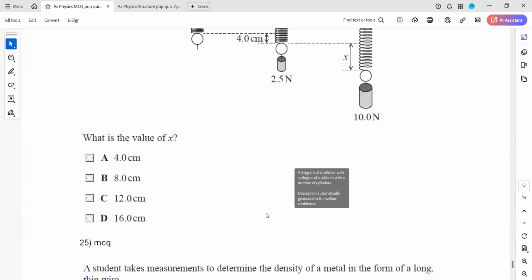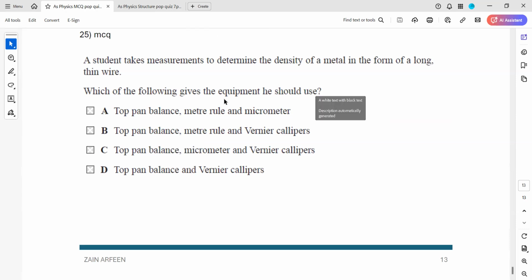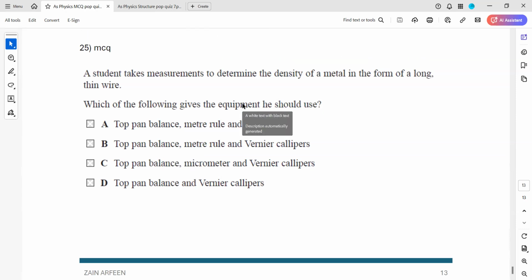The last question, 25. For question 25, the answer is A. A micrometer is more accurate in measuring the length or the thickness. A student takes measurements to determine the density of a long wire.